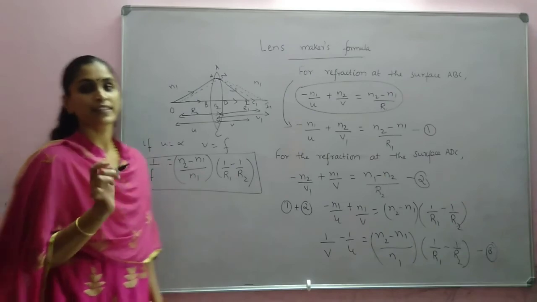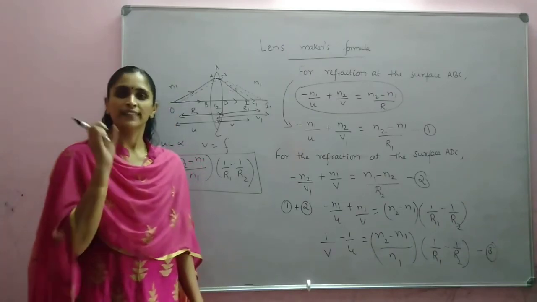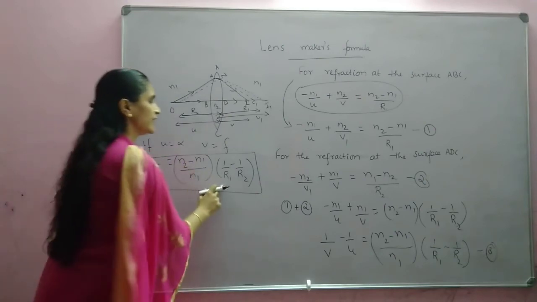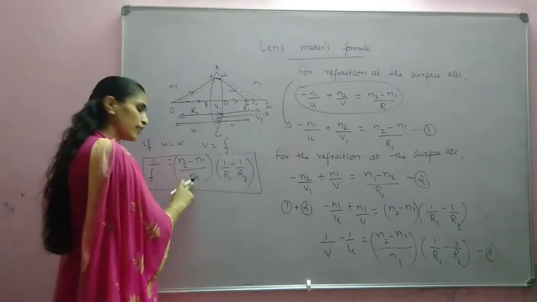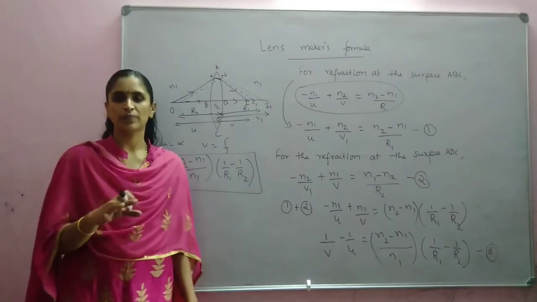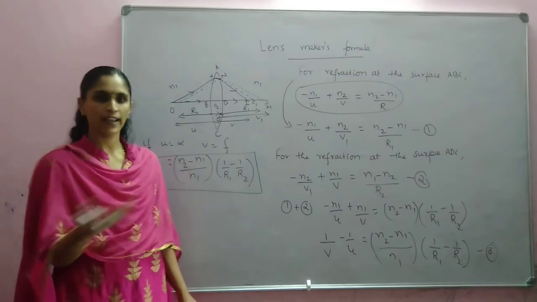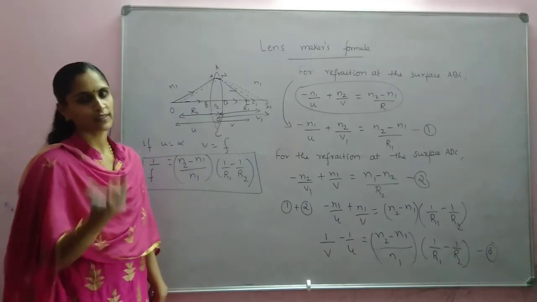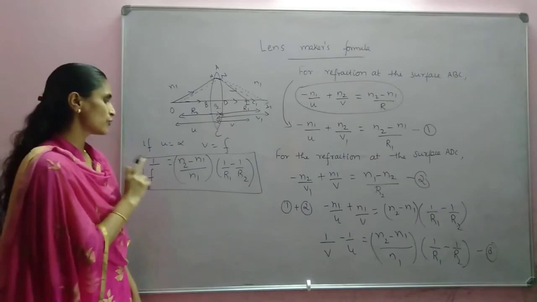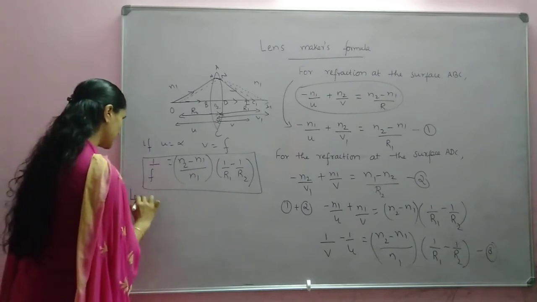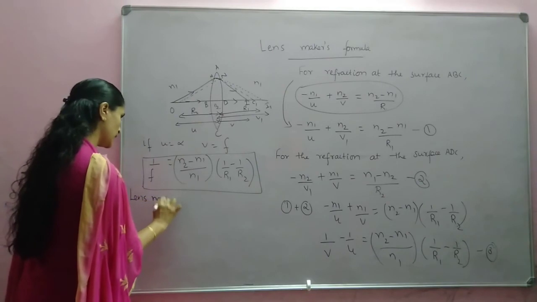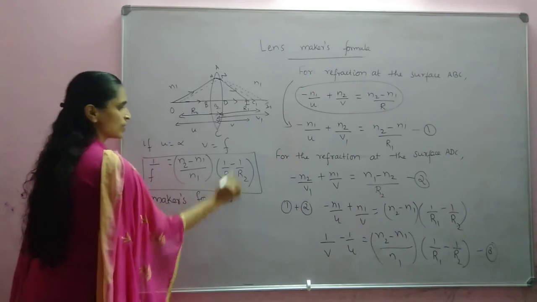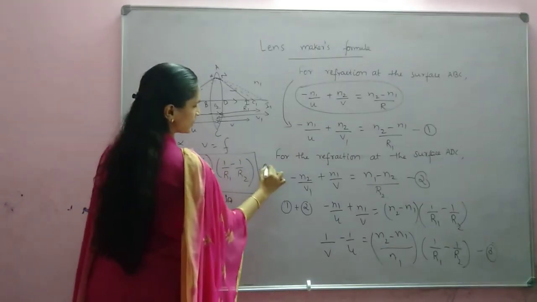Why is it known as Lensmaker's formula? Because we can design a lens of suitable focal length if we know the radii of curvature of the lens, and N1, the medium in which that lens is kept. Normally we consider it as air. If it is air, N1 is 1. So we can design lenses of suitable focal lengths. That's why it is known as Lensmaker's formula. We can write this as the fourth equation.